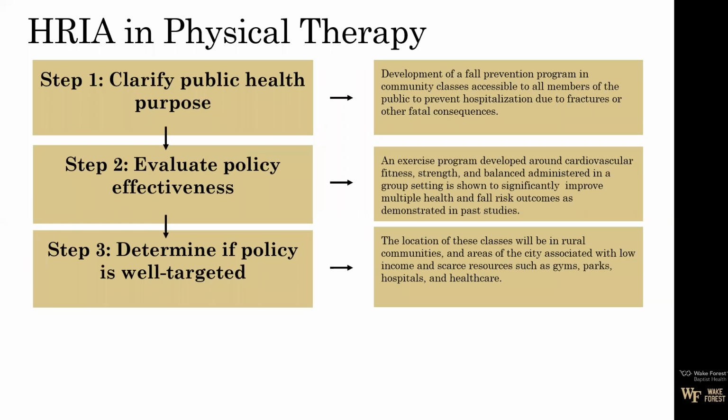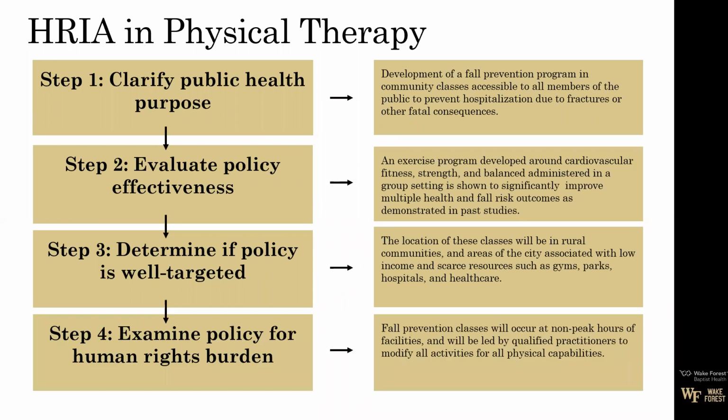Next, I'm going to determine if the policy is well targeted. So let's say I live in a rural community. I'm going to make sure these classes are accessible to all. I'm going to make sure that people with low income can access it. So I'm going to develop grant funding so it can all be free. I'm going to look at gyms, parks, hospitals, and healthcare facilities to make sure that people without cars can have access that are walking distance to them, or they can easily find a ride to short distances around them. That's the group I'm going to target.